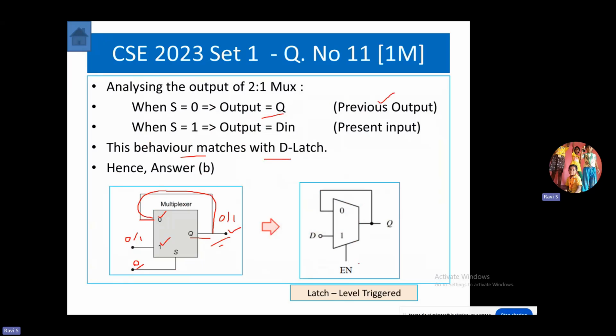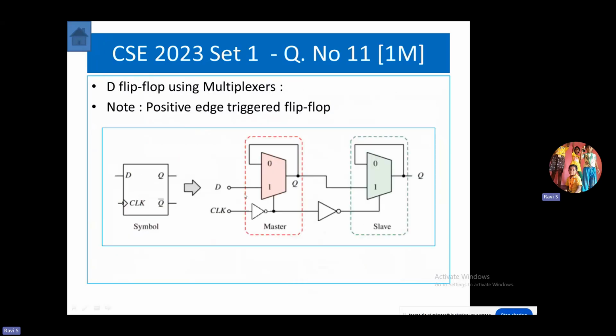According to a D latch, when the enable input is 0, the previous stored value of Q appears as output. When the enable input is high, because it is active high enable, the data input we apply, 0 or 1, appears as our output. So it matches with a D latch. Let us check with other options as well, because three more options are given. Let us match with the other options.